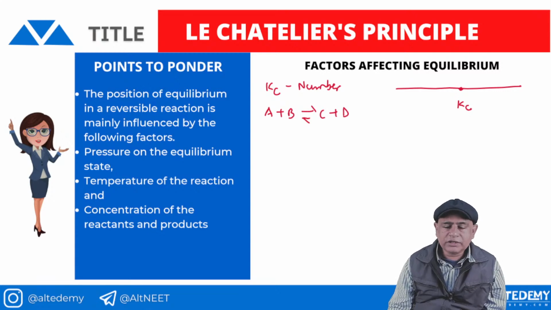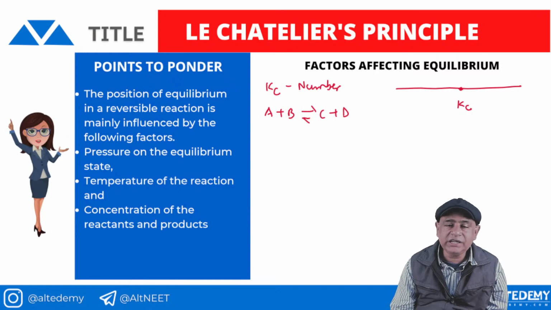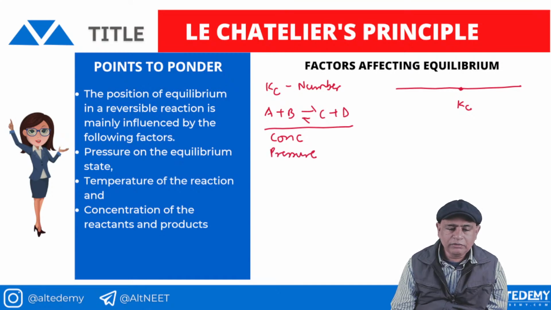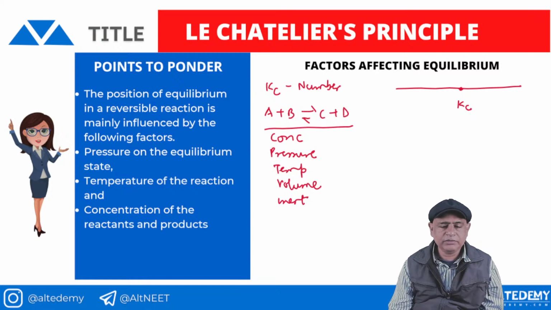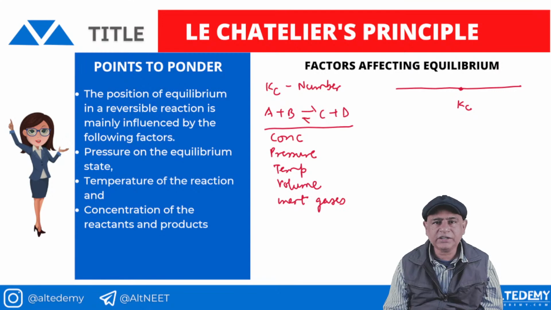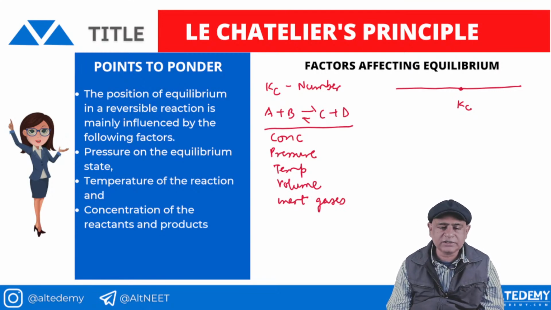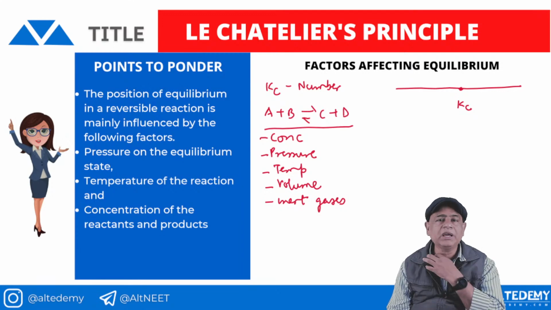Now, suppose we wish to change any of the conditions affecting equilibrium. What are those conditions? We can change the concentration, the pressure, the temperature, as well as the volume of the container. We can also add some inert gases into the system. A reaction was at equilibrium and we have placed some inert gas into the reaction system. These are the factors which can bring about some alteration in the chemical equilibrium state.